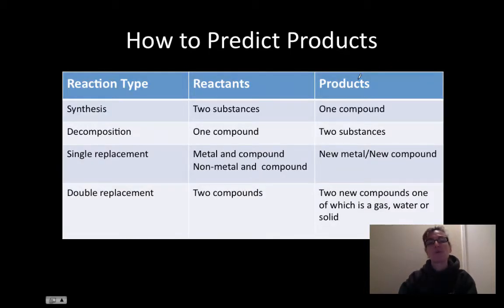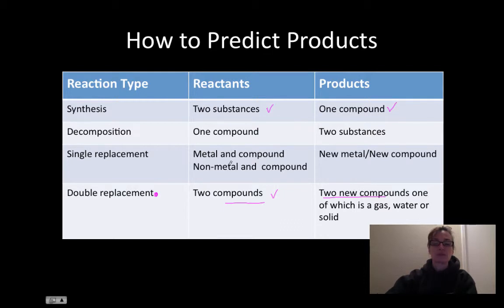Now once I can look at a reaction and know what type of reaction it is, I can use this to help me predict products if all I'm given are the reactants. So here's a chart, and you have them in your outlines. If I have 2 substances, then chances are I'm going to form 1 compound. If I have 2 compounds and they're ionic, chances are I'm going to form 2 new compounds in a double replacement reaction.